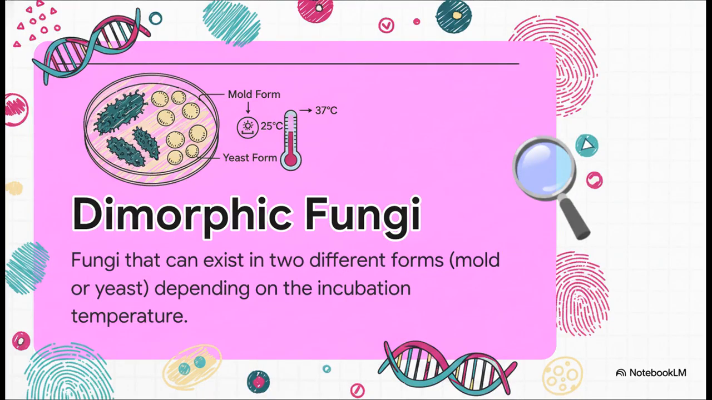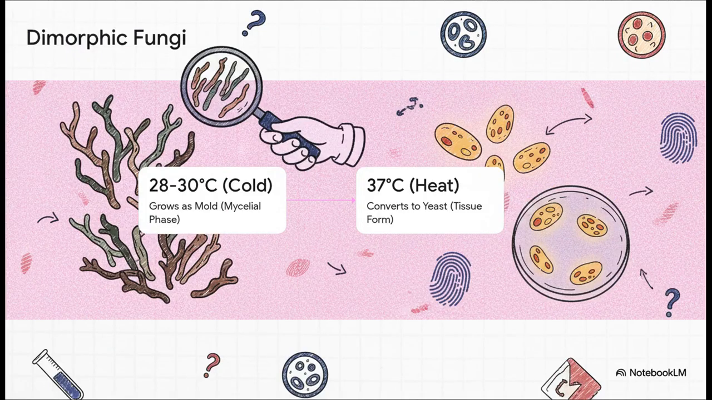And when you're talking about fungi, one of the most important and definitely most testable concepts you'll ever learn is dimorphic fungi. These guys are the shapeshifters of the microbial world. They can be a mold or they can be a yeast, and the trigger that makes them change is just temperature.